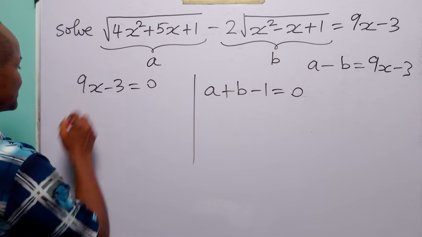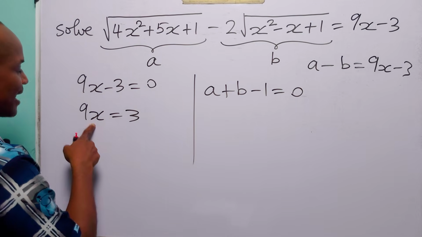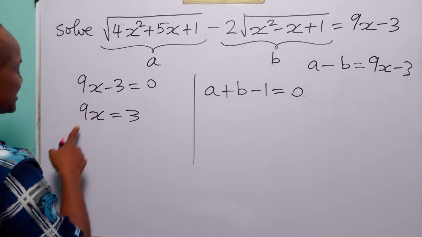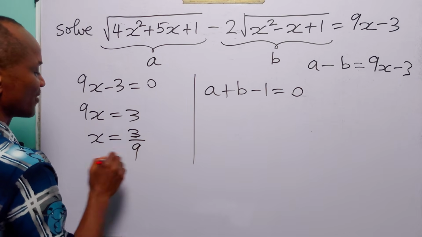Now, in this first case, we have that 9x is equal to 3. And of course, when we divide both sides of this equation by 9, we have that x is equal to 3 over 9.